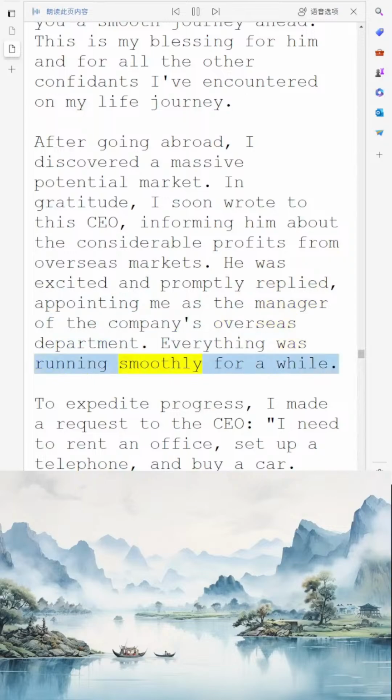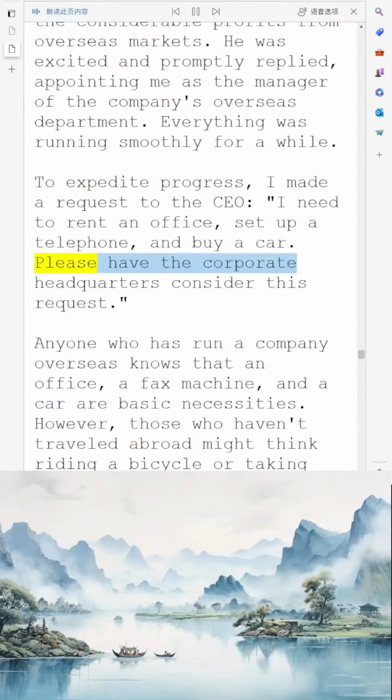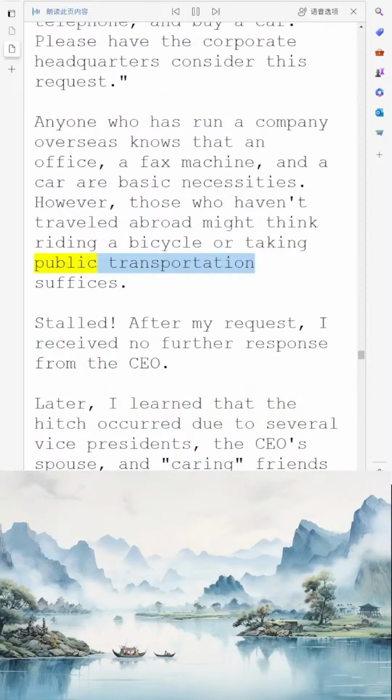Everything was running smoothly for a while. To expedite progress, I made a request to the CEO. I need to rent an office, set up a telephone, and buy a car. Please have the corporate headquarters consider this request. Anyone who has run a company overseas knows that an office, a fax machine, and a car are basic necessities. However, those who haven't traveled abroad might think riding a bicycle or taking public transportation suffices.